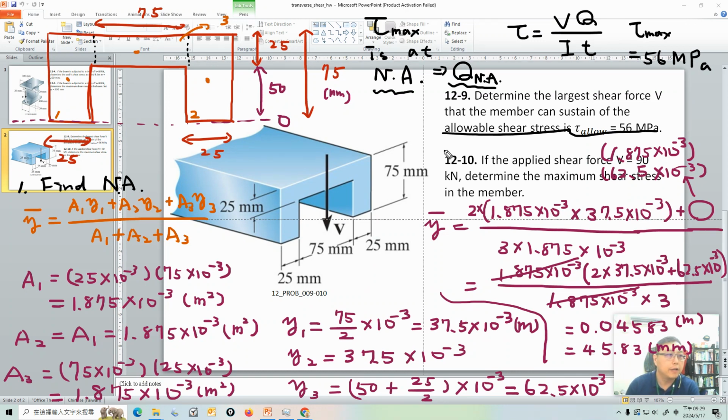So where is it? So be careful. Where is the neutral axis? So here is 50. So the neutral axis probably is, and here is 37.5. So neutral axis is here, I think. It's a little above the centroid of area 1 and area 2, but it does not reach 50. So it's here. So here is 45.83 millimeter. Okay. So first of all, we determine the position of neutral axis.